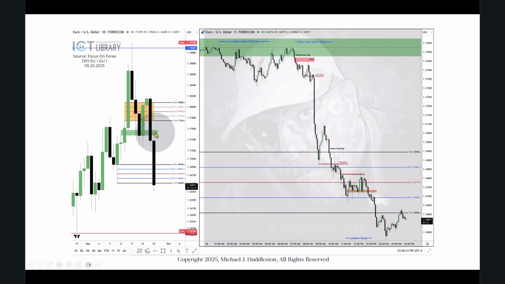All right, so the market creates this run up into here. London kill zone, again, like in dollar index, was kind of lethargic, wasn't doing all that much. And then New York session, we came alive.